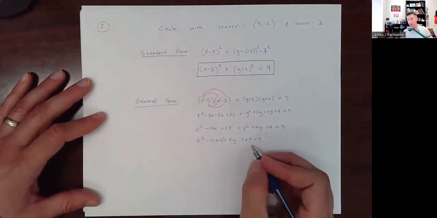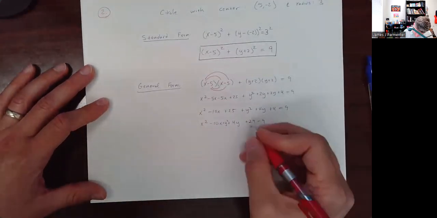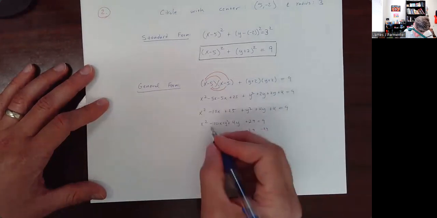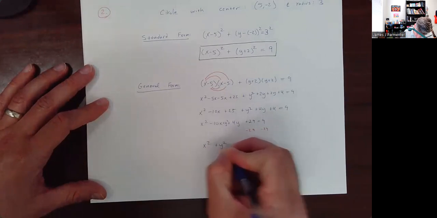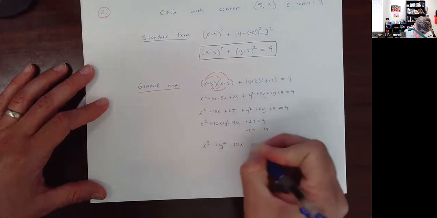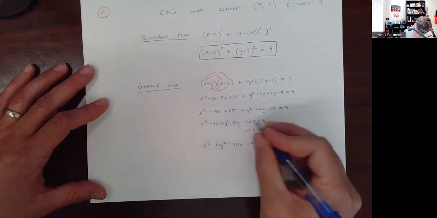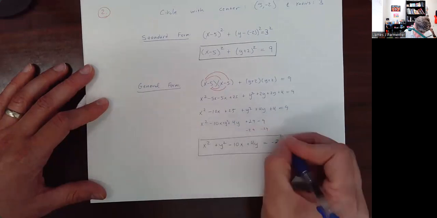And then I like to bring my constant over to the other side. So if I subtract 29 from both sides, let's write this the right way now, with the x squared and y squared first. So x squared plus y squared minus 10x plus 4y equal to 9 minus 29, which is negative 20. And this is how we would write it in the general form.